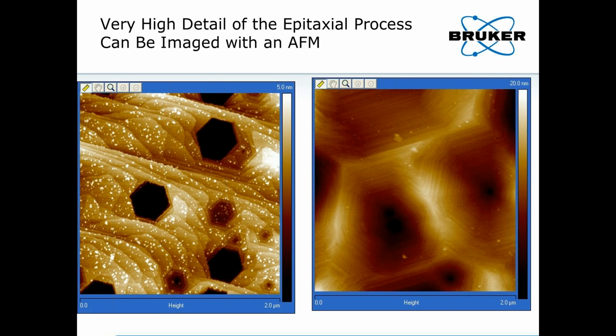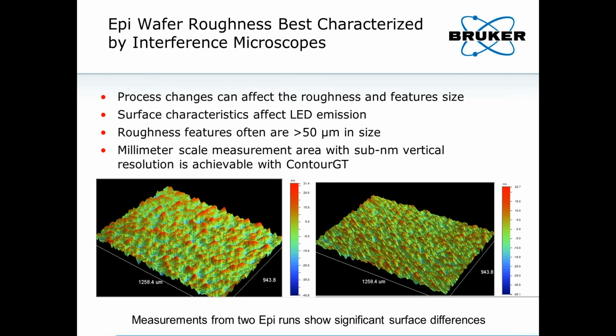As we've been describing, the AFM can provide excellent resolution for resolving process attributes. Here, we're demonstrating island coalescence as part of the MOCVD process. And now back to Matt to describe roughness.